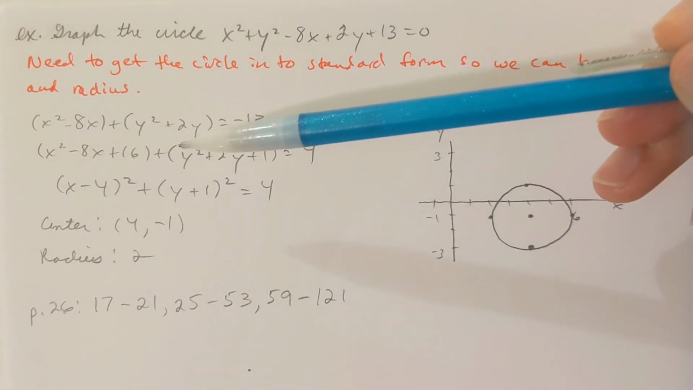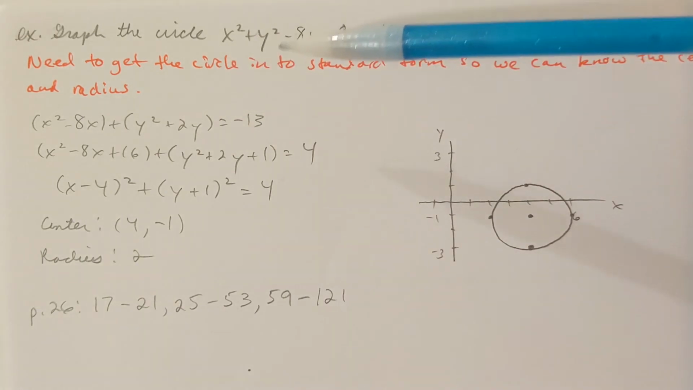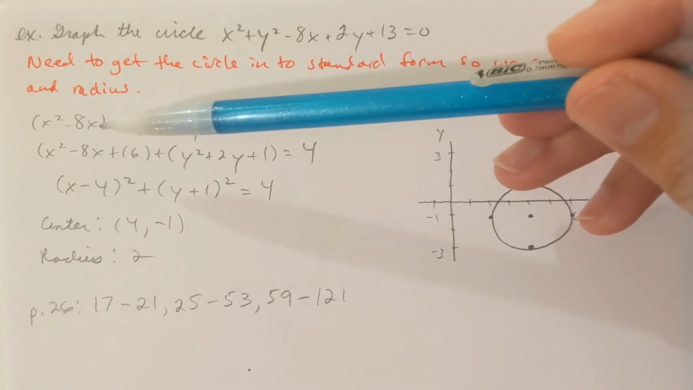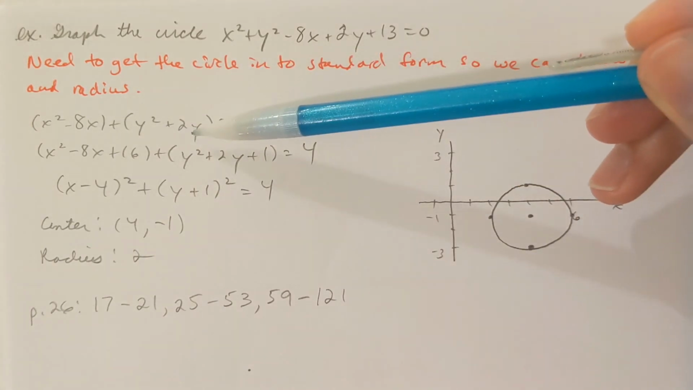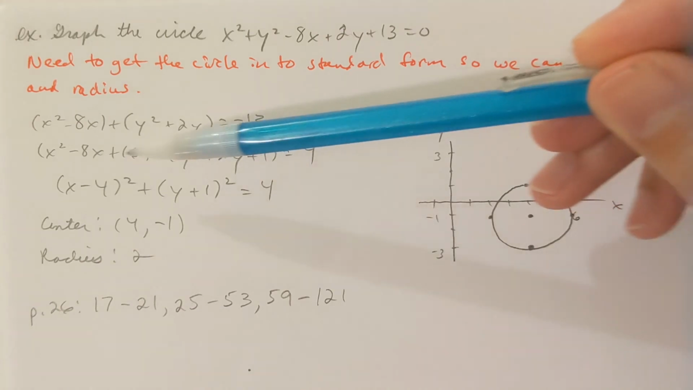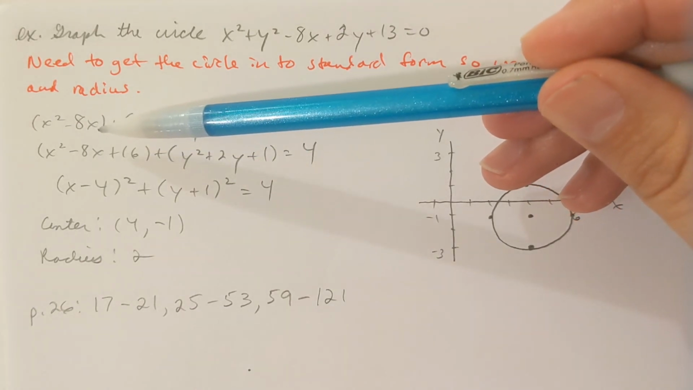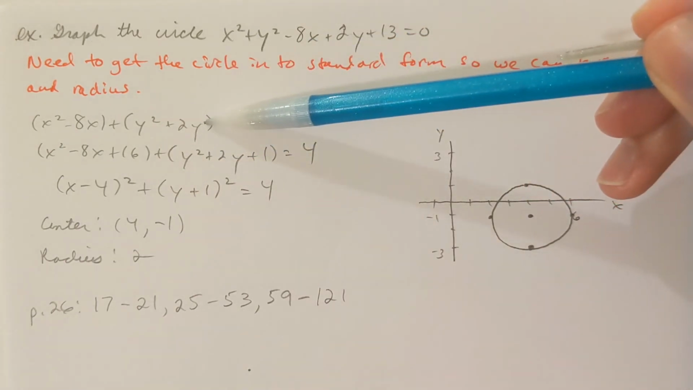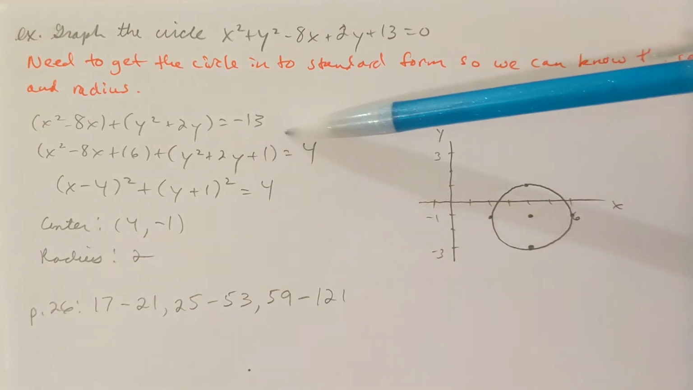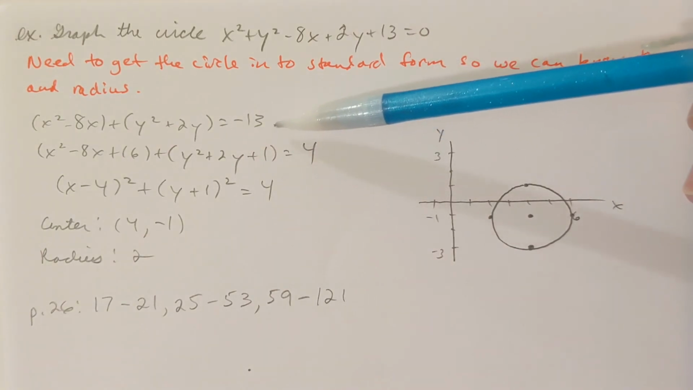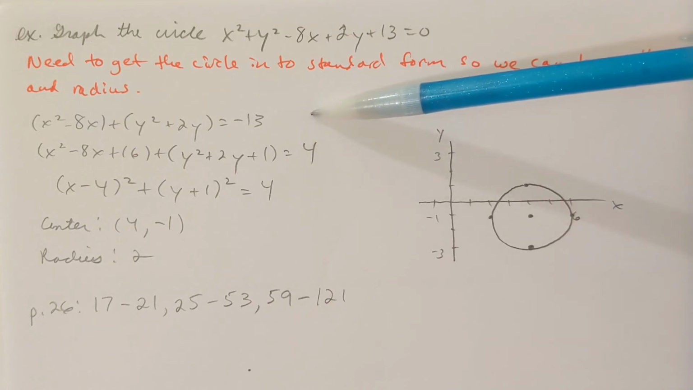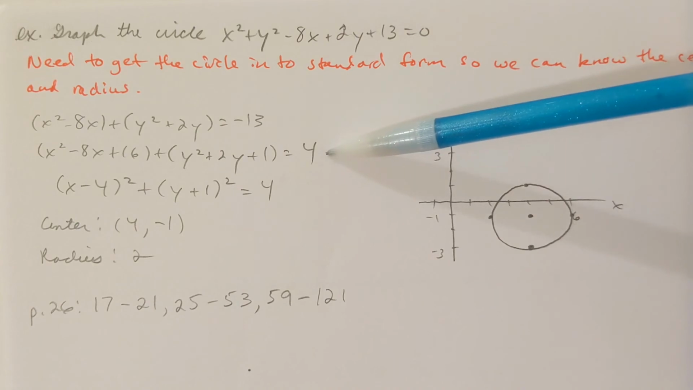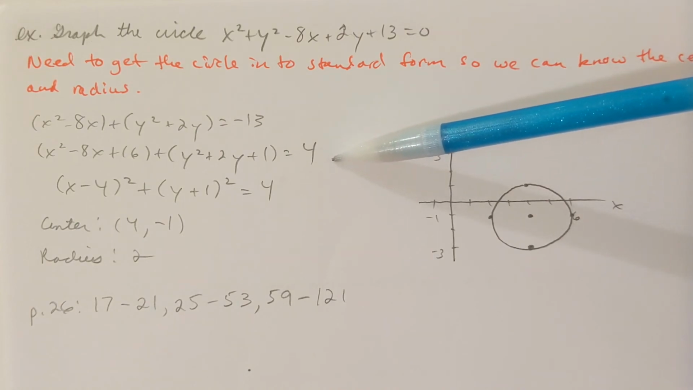Now the next thing I'm going to do is I'm going to complete the square twice. And so I want to take half of the number in front of x, or half the number in front of y. Half of negative 8 is negative 4, and negative 4 squared is 16. Half of 2 is 1, and 1 squared is 1. So ultimately, I need to add 16 and 1 to both sides. Negative 13 plus 17 gives me 4 on the right.